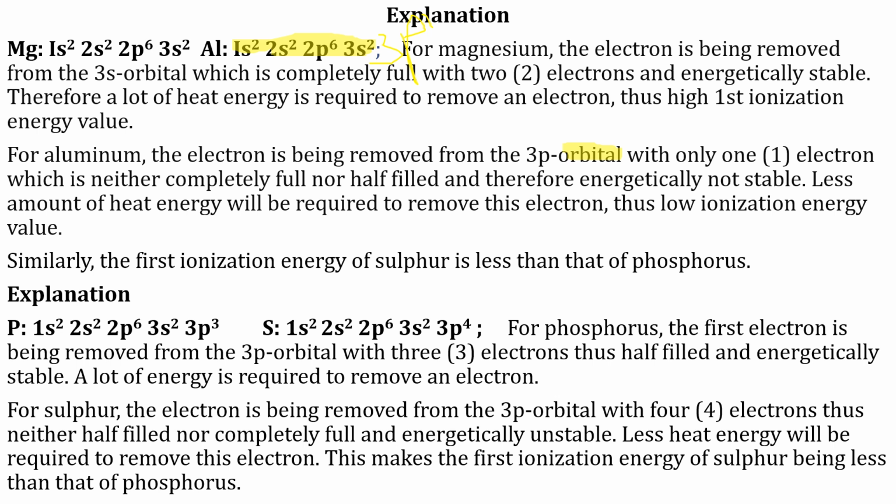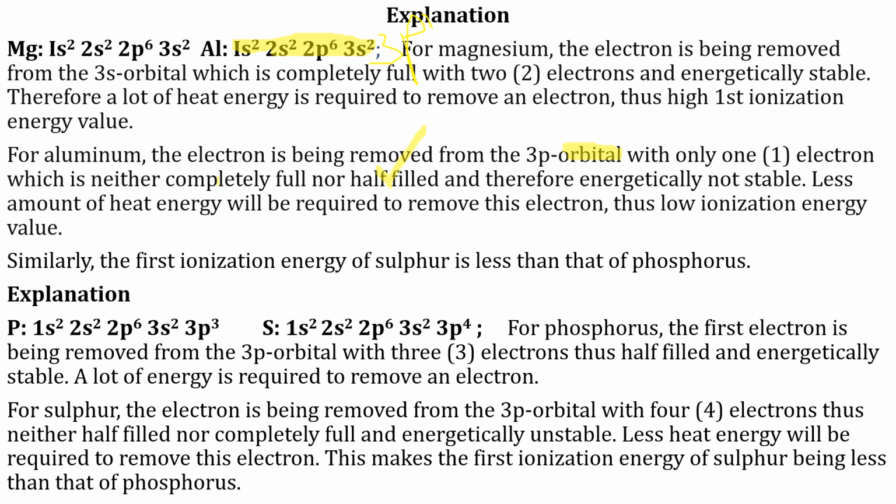So we shall be marking that, but we shall be denying marks for students who say partially filled, because partially filled can mean that an atom is either half-filled or is neither half-filled. So partially filled does not apply. If you see that anywhere, your work will be rejected or ignored. Less heat energy will thus be required to remove an electron from an aluminium atom compared to that of a magnesium atom.